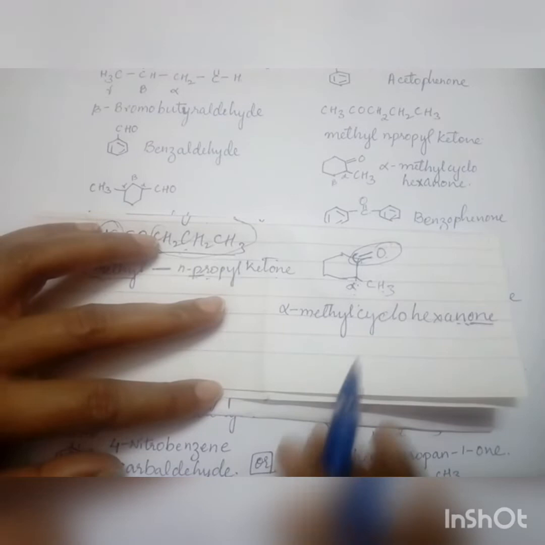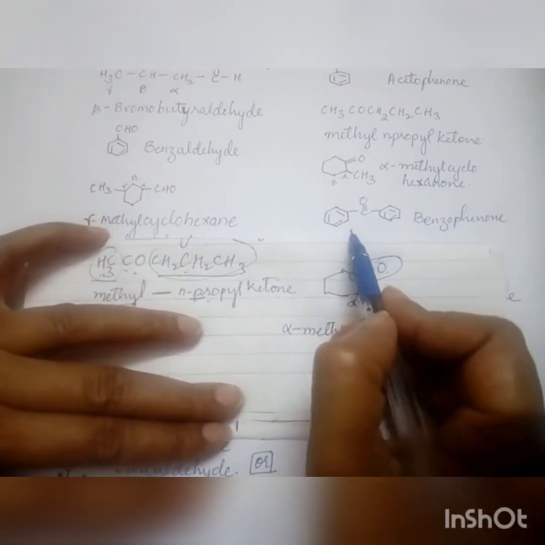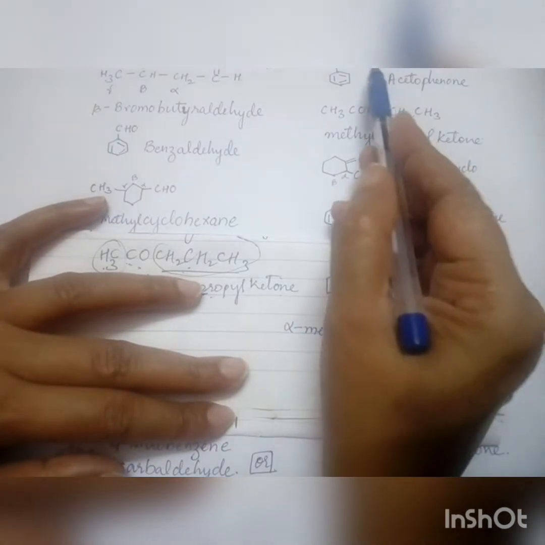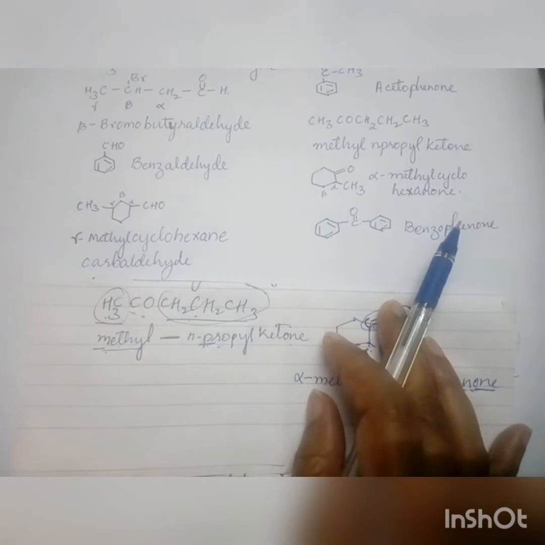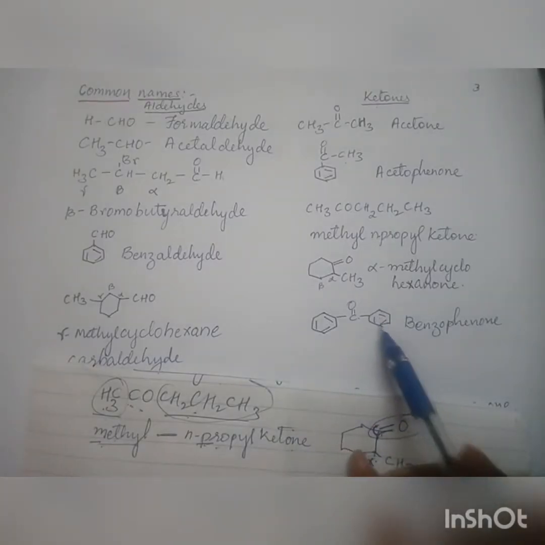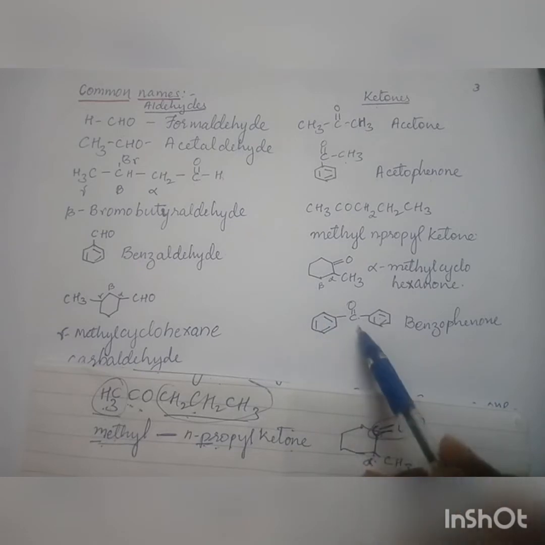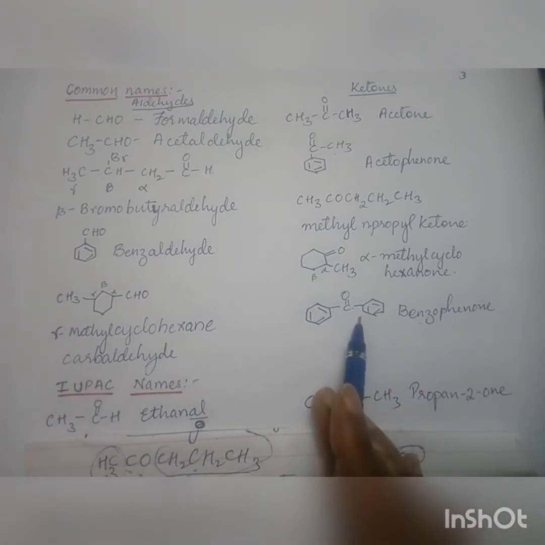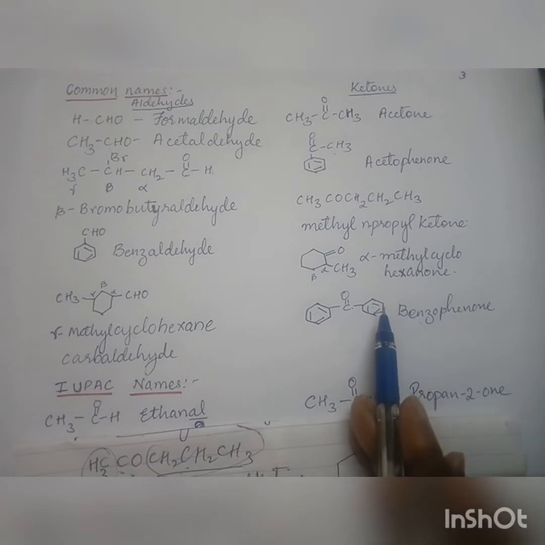Then similarly, suppose we take the next compound here, C6H5CO, C6H5. Here when CH3 was there, we called it acetophenone. Here if the benzene group is attached, we call it benzophenone. So C6H5CO is phenone. To that, this group is attached, that is benzyl, the benzene group. So we call it benzophenone. So this is how we have some of the common names of the aldehydes as well as the ketones.